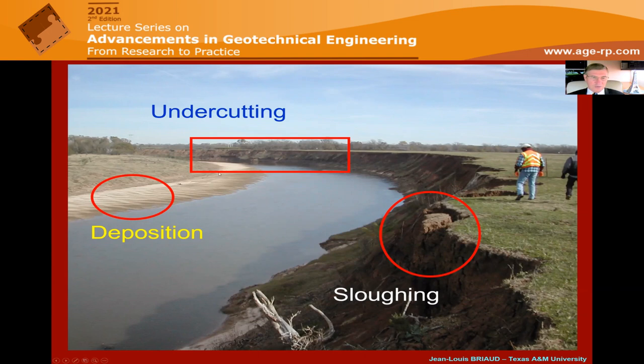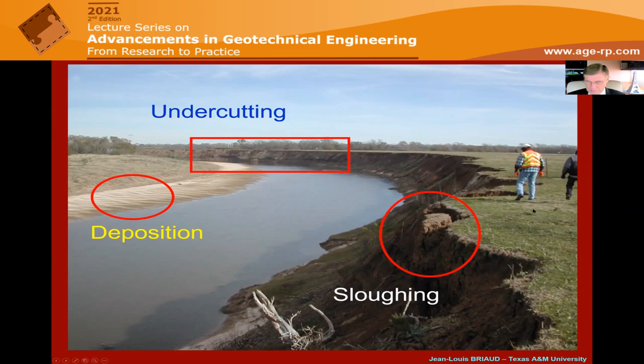So that's why these inside sand deposits take place, because the water takes it from the outside and brings it back on the inside, takes it from the outside, brings it back on the inside. So that's the typical movement of a meander.